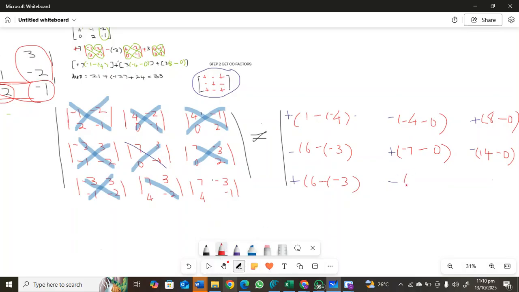Yes, when you're getting a determinant, you're subtracting the product of the leading diagonal minus the product of the trailing diagonal. So you will be subtracting throughout here.